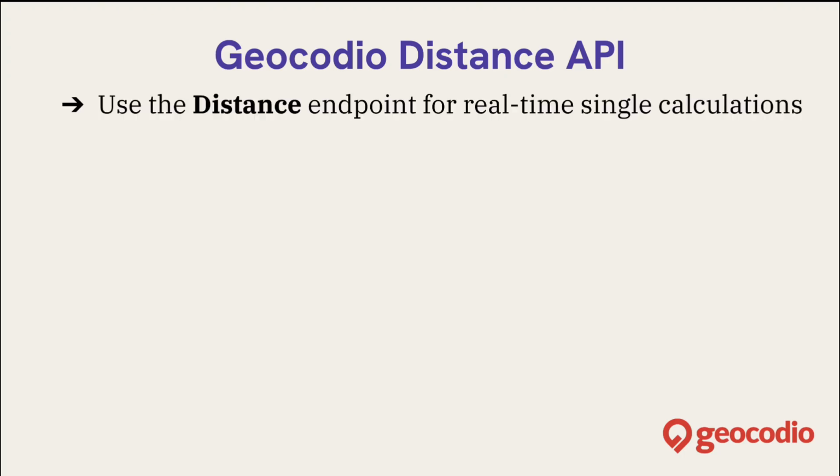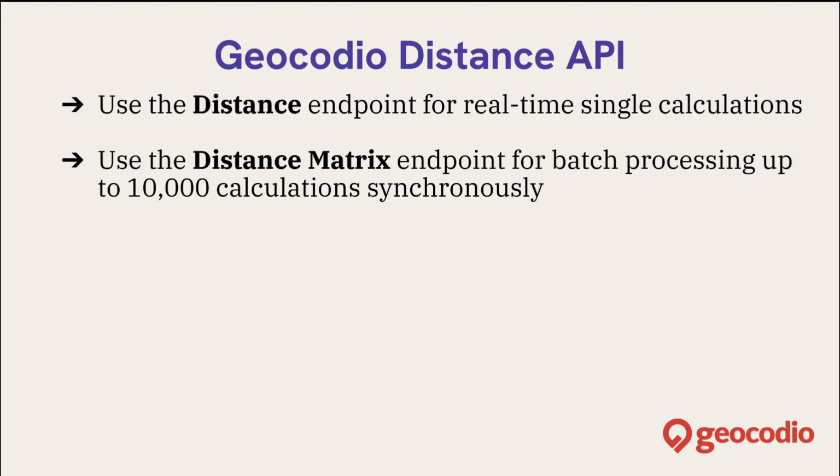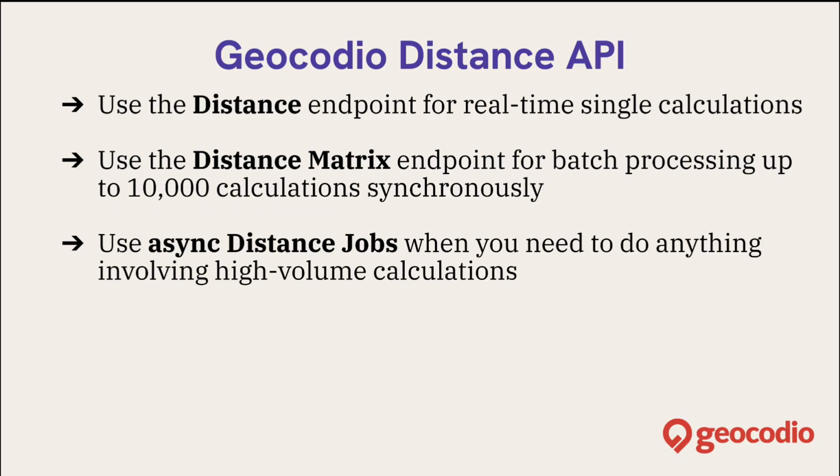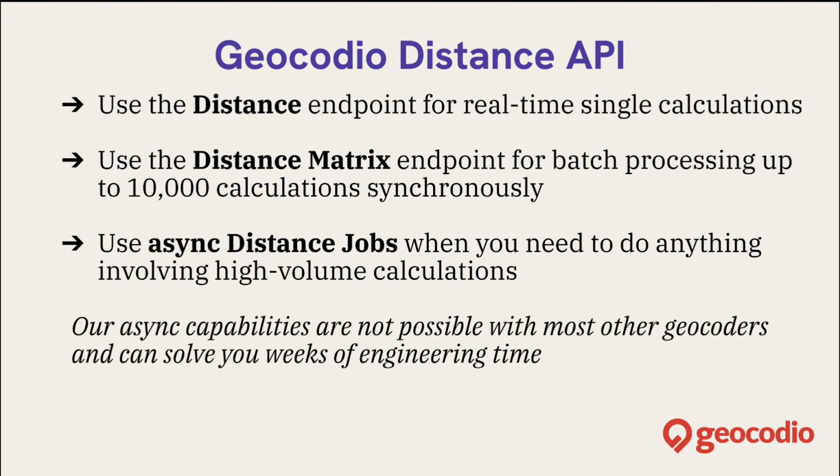To recap, use the distance endpoint for real-time lookups, customer-facing features, technician ETAs, that kind of thing. Use the distance matrix for batch processing up to 10,000 calculations synchronously. And use async distance jobs when you need to go big. Compliance reporting, site selection analysis, anything involving high volume calculations. That async capability, processing massive jobs in the background with webhook notifications, is something you won't find with most geocoding providers, and it can save you weeks of engineering time.